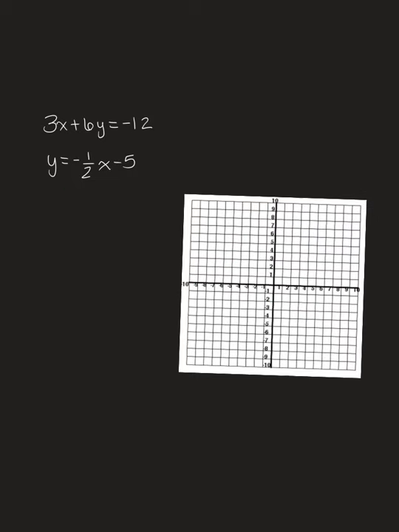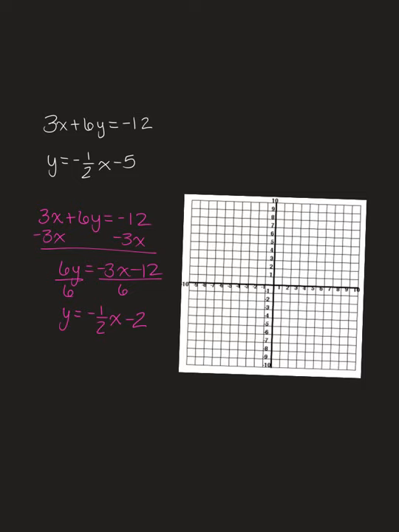Okay, I'm going to show you this one now. So again, we've got to get this into slope-intercept form. So the second one is already there, but I'm going to go ahead and get the first one there. So I'm going to subtract 3x. I get 6y is equal to negative 3x minus 12. Divide by 6. So y is equal to negative 1/2 x minus 2.